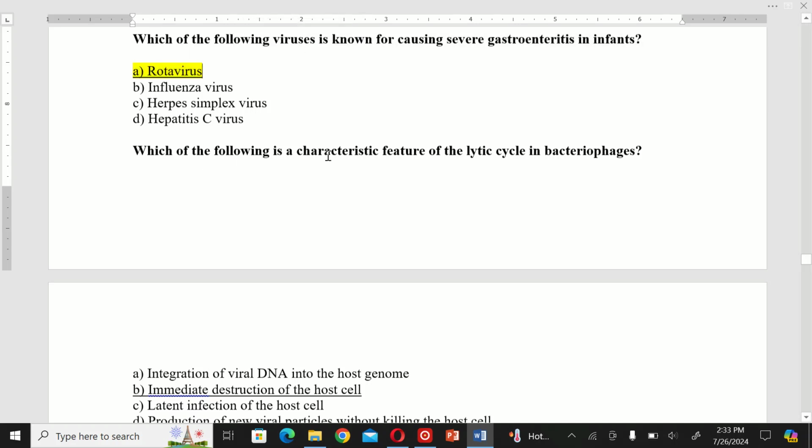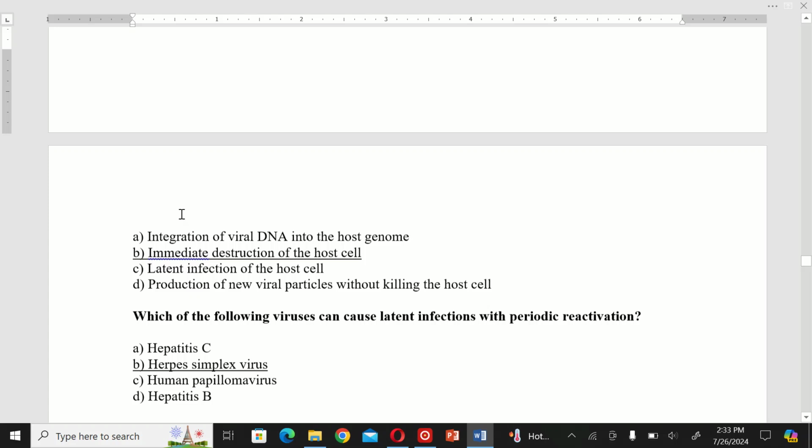Which of the following is a characteristic feature of the lytic cycle in bacteriophages? A. Integration of viral DNA into the host genome, B. Immediate destruction of the host cell, C. Latent infection of the host cells. D. Production of new viral particles without killing the host cell. So the correct option is B.